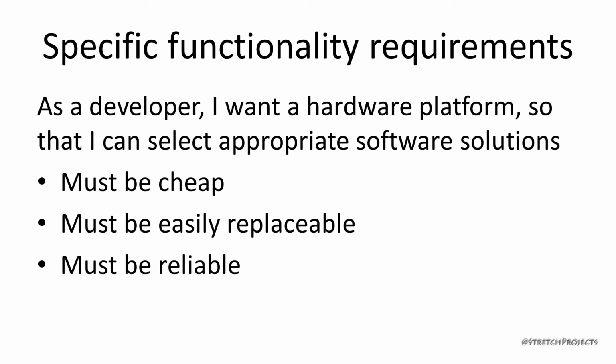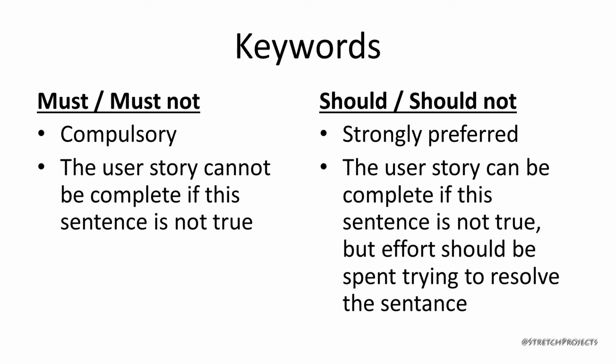So to continue using the same example, we've attached a few conditions to the user story. The outcome must be cheap, it must be replaceable, it must be reliable. These are additional requirements, and the terminology again is very specific. Must means that it must happen. We could also use should, and the use of the word should indicates that the user strongly desires this outcome, but would be willing to settle for an alternative. There are also must not and should not, which are available to us. And again, you can see that the language is very specific and direct.